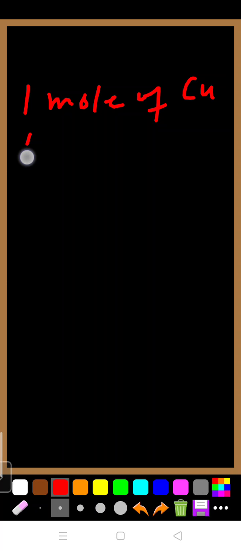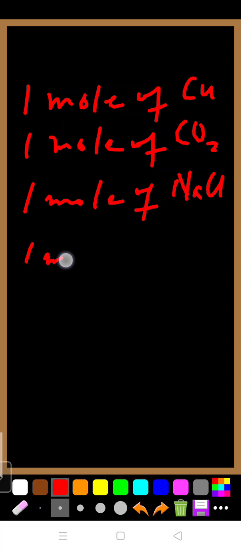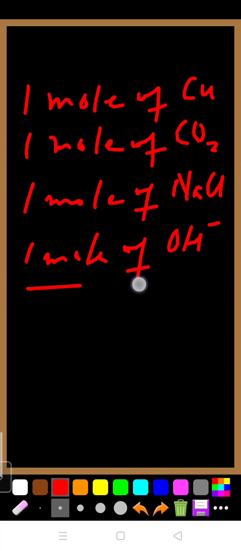Students, for example, we have 1 mole of copper atoms, 1 mole of carbon dioxide gas molecules, 1 mole of sodium chloride formula units, 1 mole of, let's suppose, hydroxyl ions. So these are the four different types of particles that 1 mole can describe.